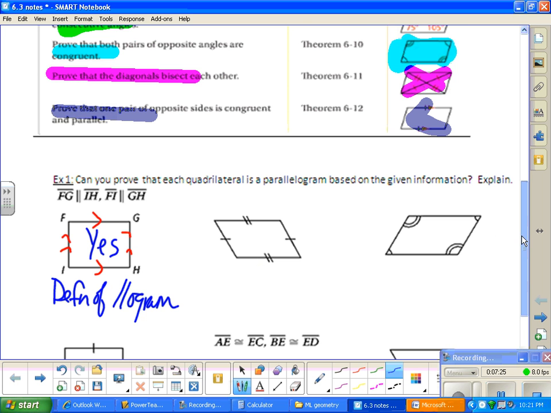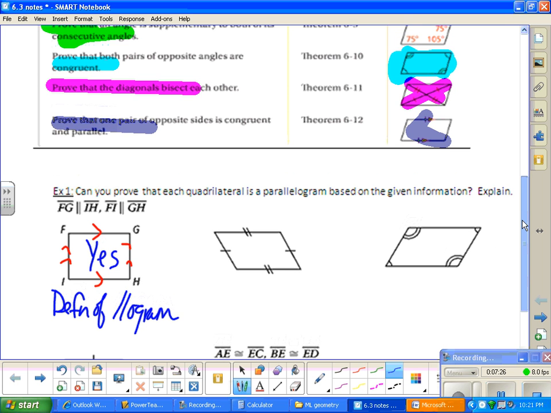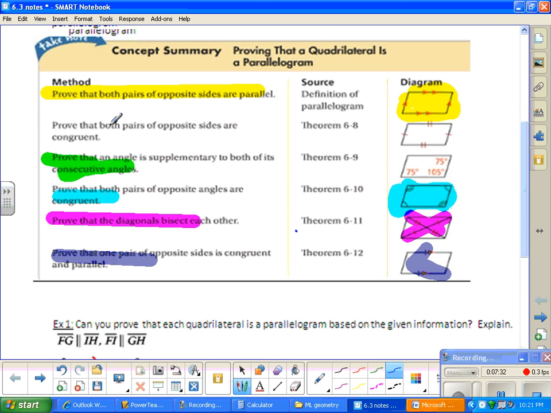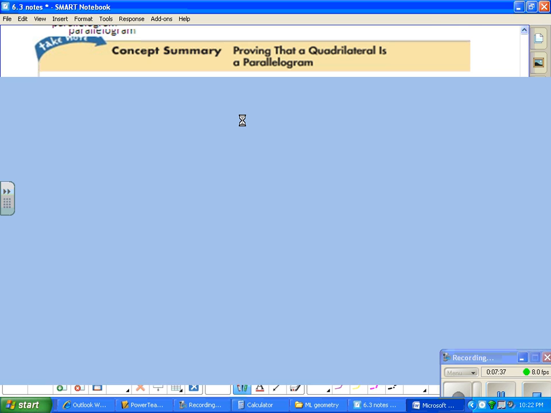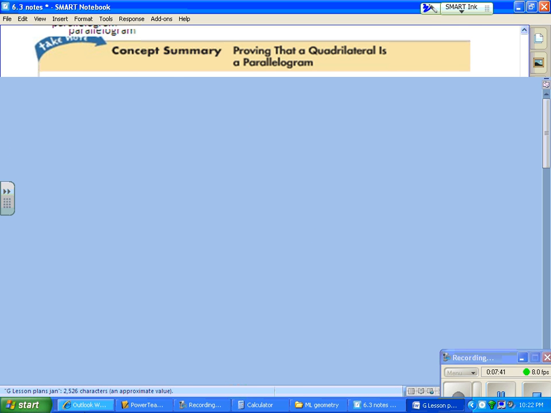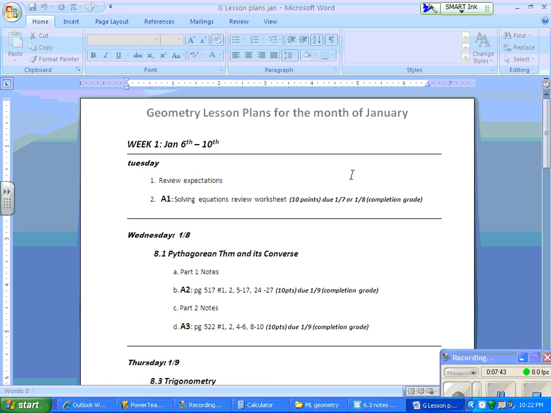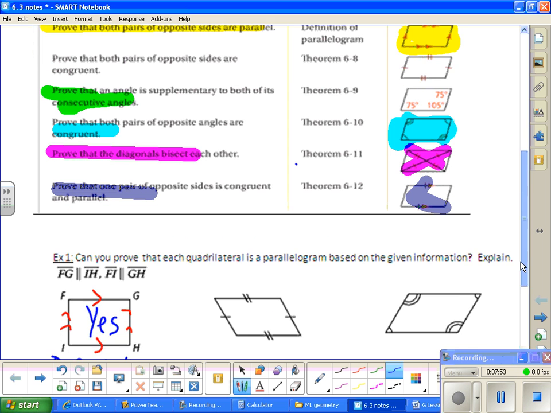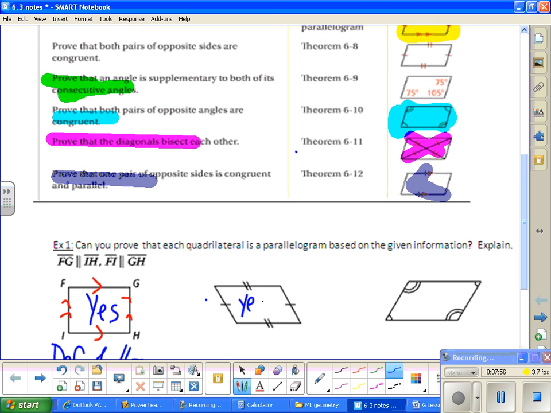Alright, the next one, can we use this one? Yes or no? Yes, we can, using 6-8. If we see here, prove that both opposite sides are congruent. Sorry about that. Okay. So we're proving, we would say yes, this is true. And we're using theorem 6-8.